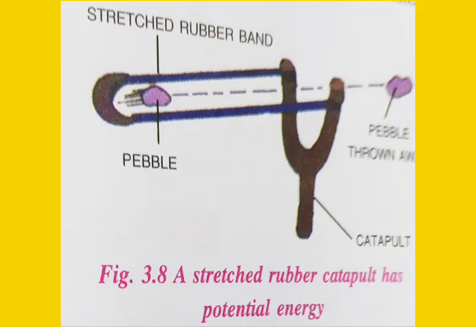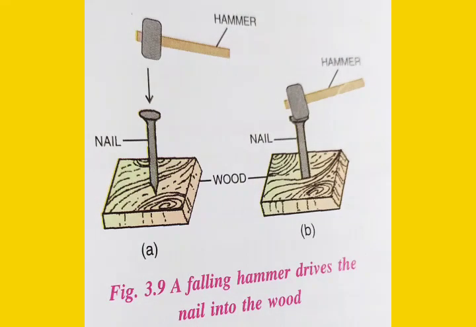A pebble placed on the stretched rubber catapult is thrown away when it is released to restore its original state. In stretching a rubber band, work is done, and this work is stored in the rubber band in the form of potential energy. Next, a hammer at a height has potential energy stored in it. The hammer has this energy because of its position at a height. The hammer is dropped on a nail fixed on a piece of wood. Then what happens? It drives the nail into the wood.